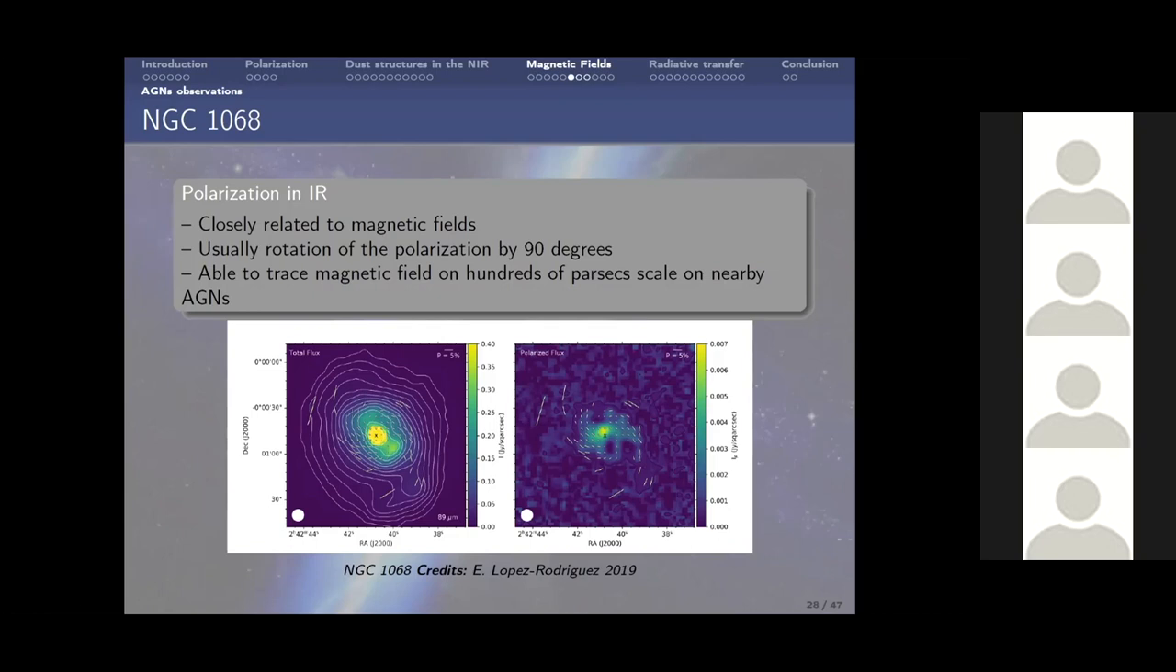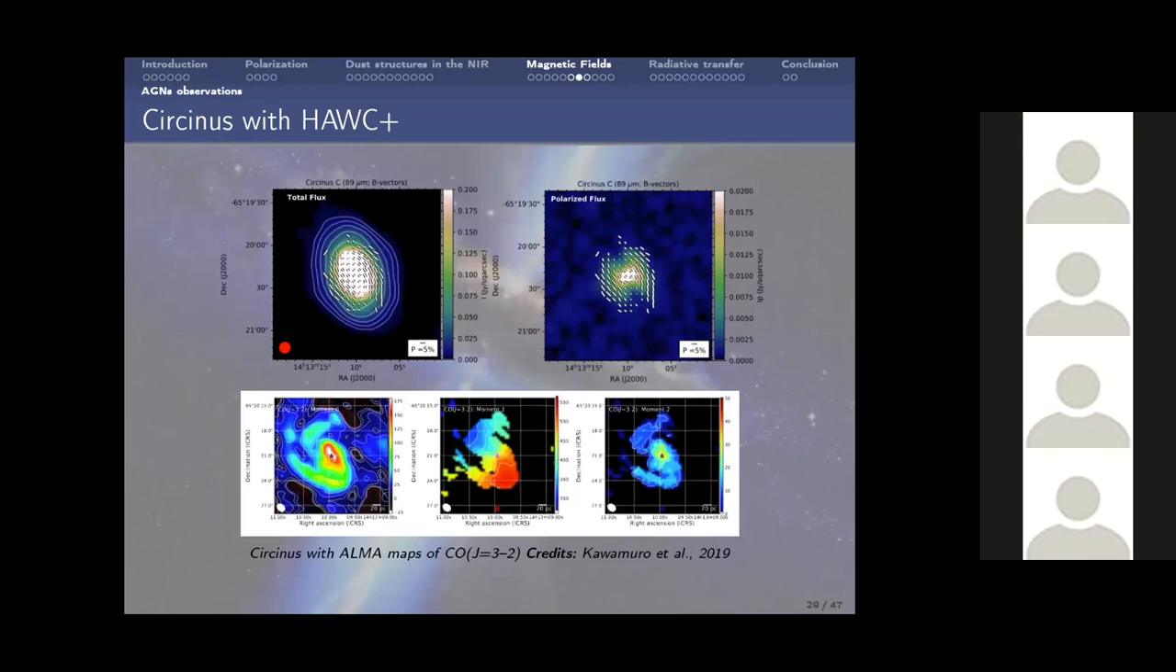Yes, so this is for NGC 1068. And since I've been arriving at SOFIA, I've been working on another AGN, which is Circinus, which is here. So it's another bright AGN, a little bit less bright than NGC 1068, but also a bit closer, because it's only 4 megaparsecs away. So you can actually see the same.